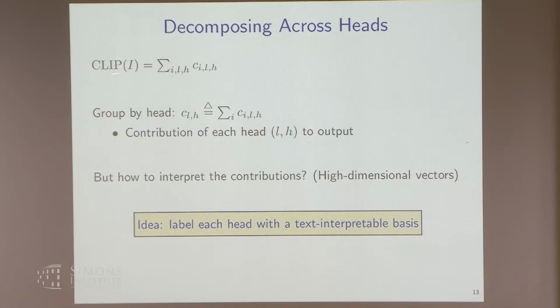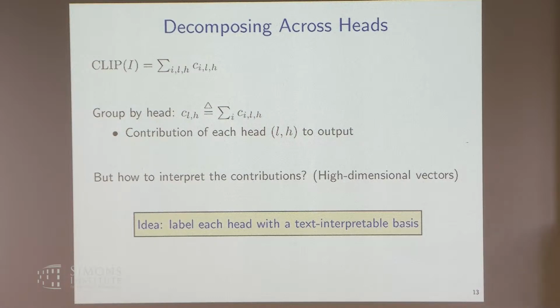So how are we going to do this? We're going to take the same 3D sum, and we're going to now group by head. So I can marginalize out over image patches to get the contribution of a head, which is associated with a layer as well, to the output.